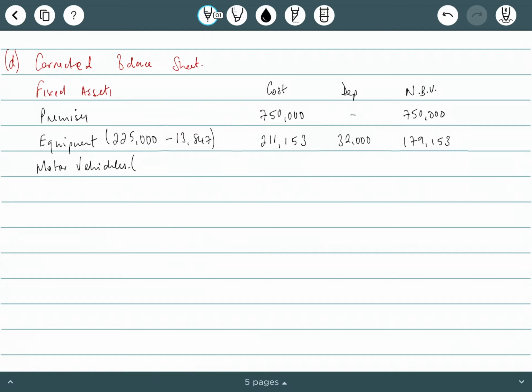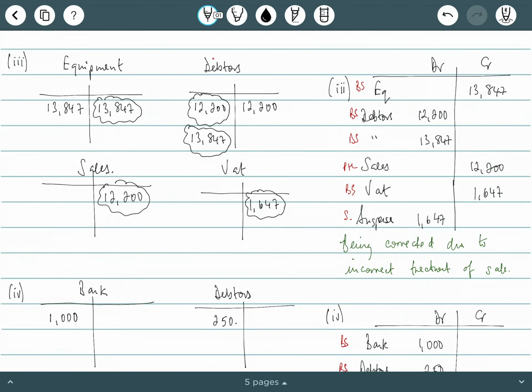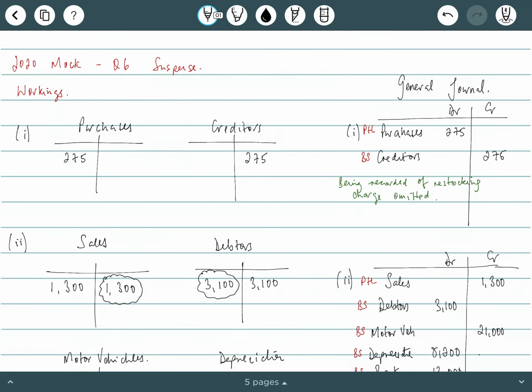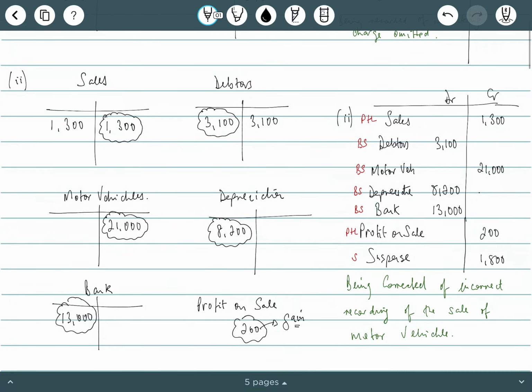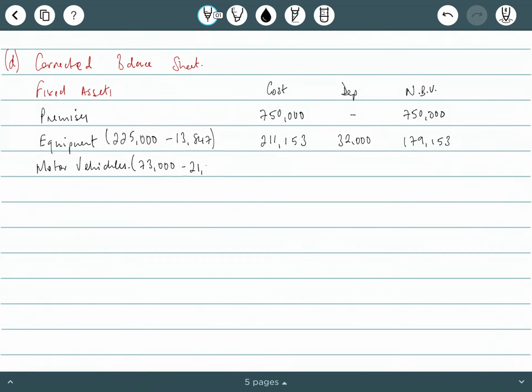Okay, moving on to motor vehicles. So your motor vehicles as was 73,000. If you go back in here to motor vehicles, when we disposed of a motor vehicle, what working was that again? Here we go, working 2. Motor vehicles. So we're getting rid of here 21,000 credit entry, so we take it away. We've also got depreciation here now. And depreciation, lads, don't forget, you're reducing assets like liability, so obviously we'll be taking that away also. So 21,000 and 8,200. So less the 21,000, and that gives you 52,000.